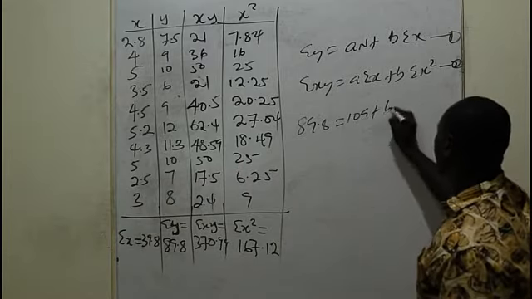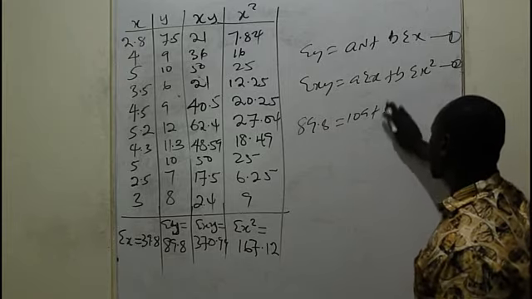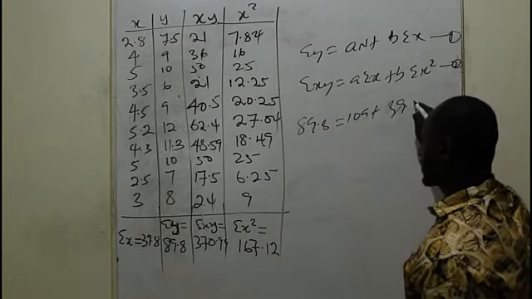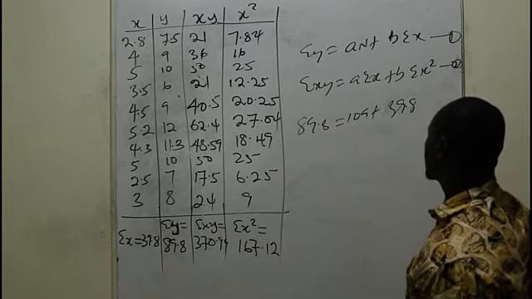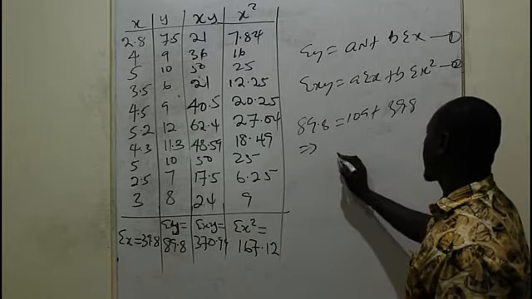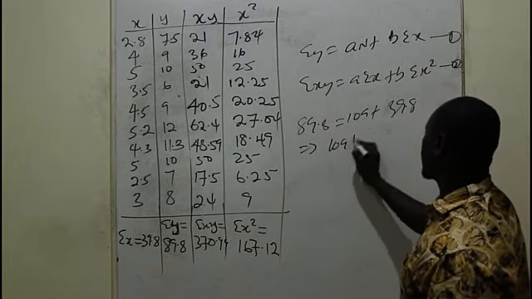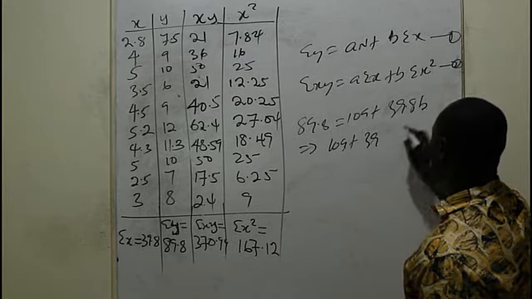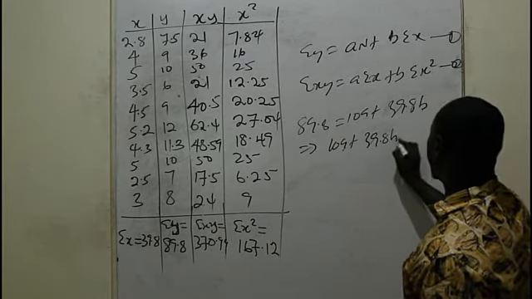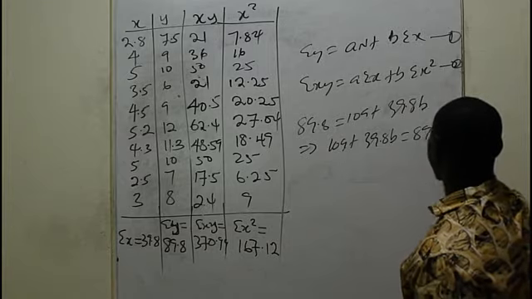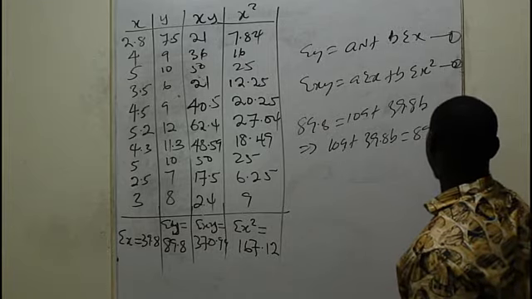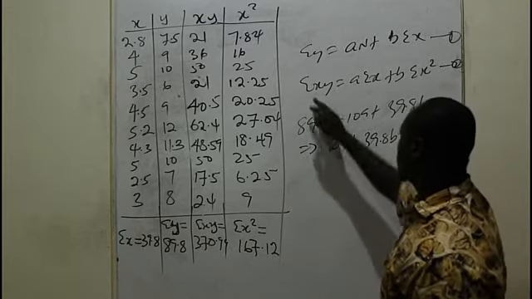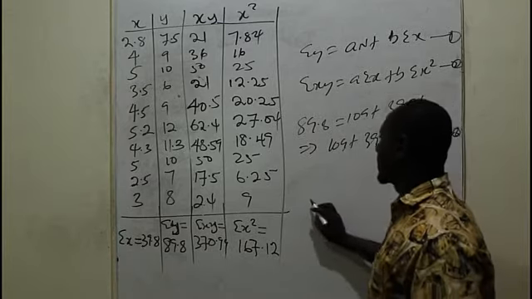b, I don't know. But I know the summation of x. And what is the summation of x? 39.8. So if you want to rewrite this one, you can have 10a plus 39.8b is equal to 89.8. Let me name this one as equation 3. And then I'm going to also substitute into equation 2 to get another form.